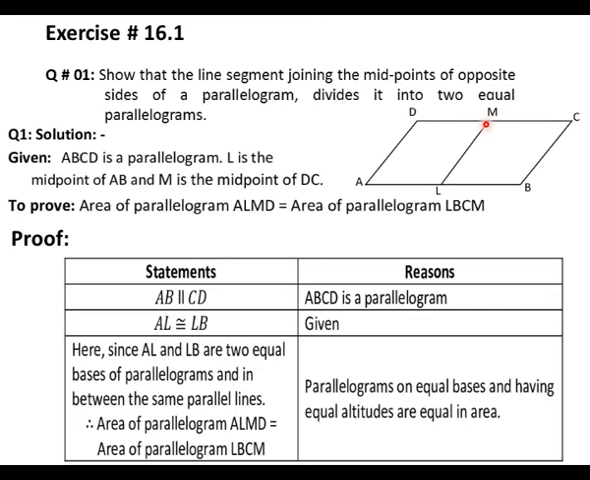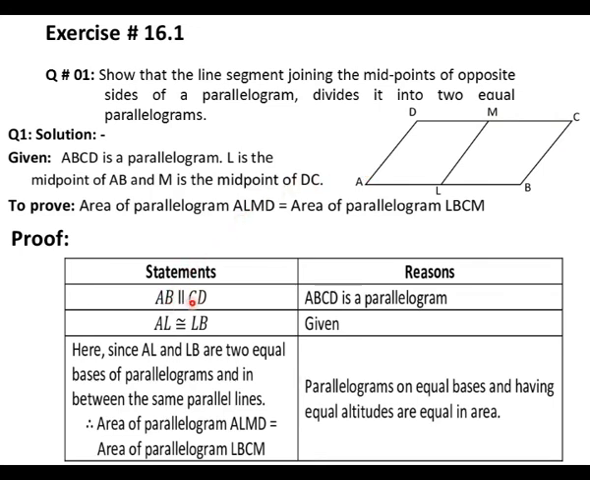Now we have to prove that ALMD is a parallelogram, and the second one is LBCM, and these both parallelograms are equal. What is given? ABCD is a parallelogram. L is the midpoint of AB and M is the midpoint of DC. To prove: area of parallelogram ALMD is equal to area of parallelogram LBCM. Okay, moving to the proof.